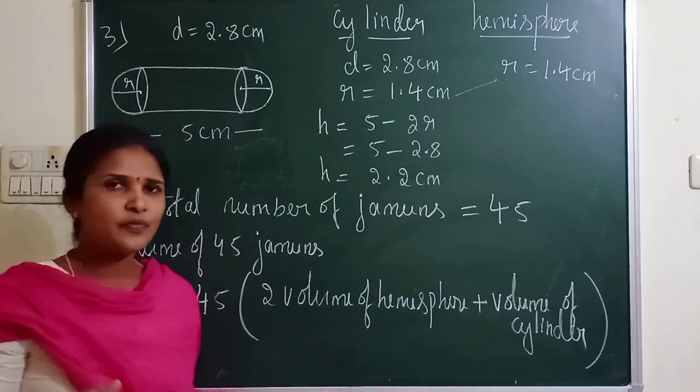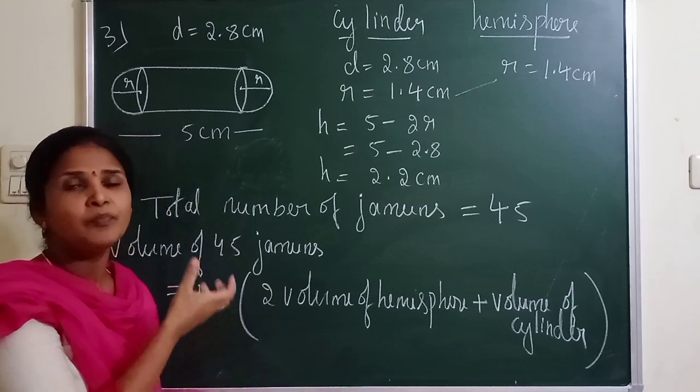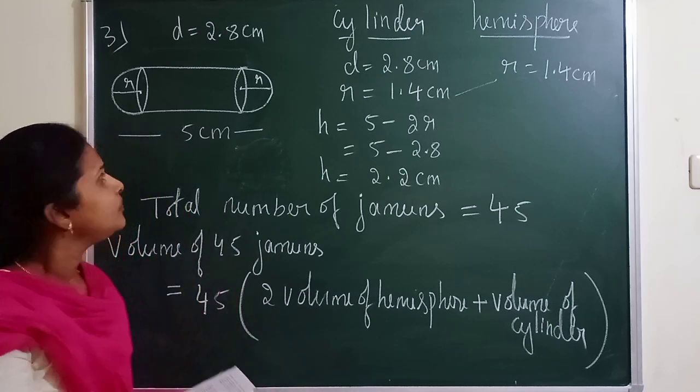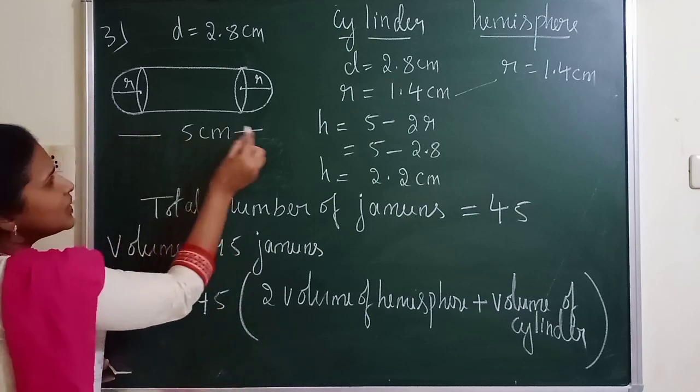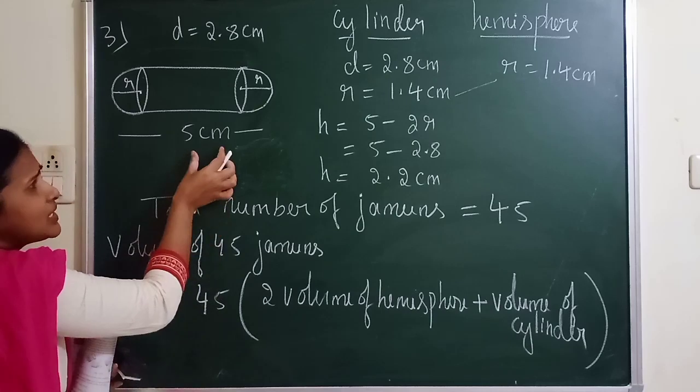Now I should find the height. Nothing but the length and height are both the same here, the height of the cylinder. But the total length of the jamun he has given. What is the total length of the jamun he has given?